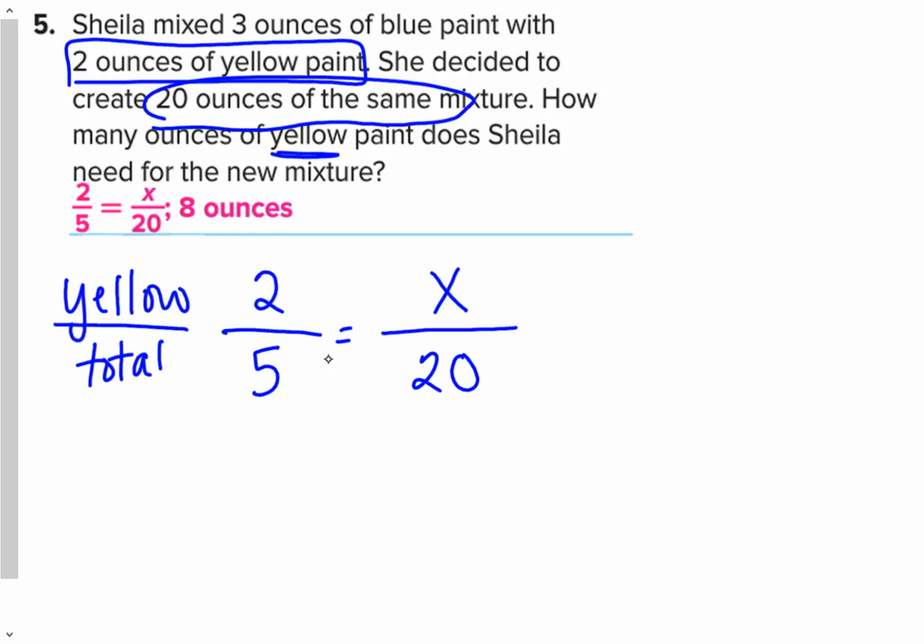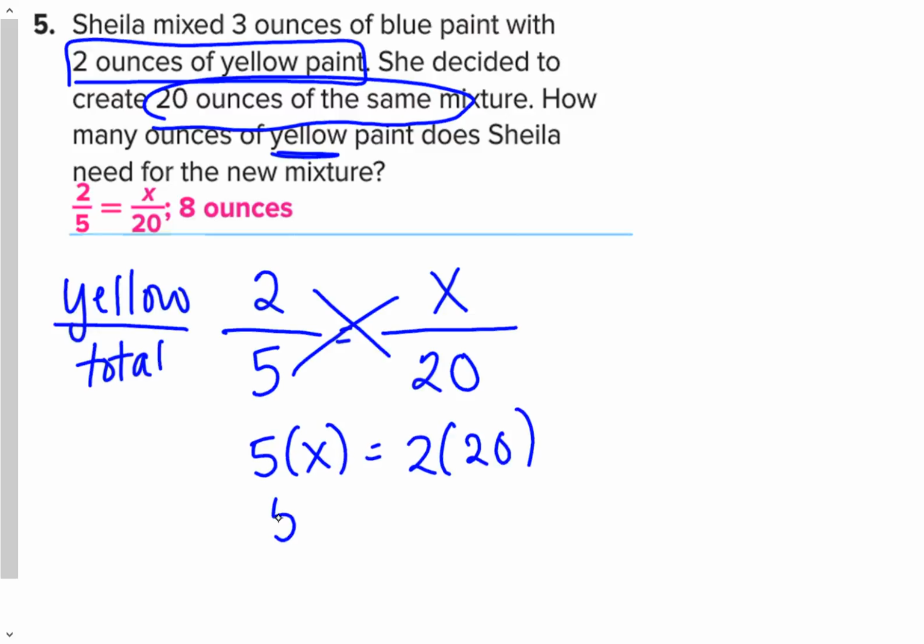So you can go ahead and set up your cross products. 5 times x equals 2 times 20. So on the left, 5 times x equals 5x. 2 times 20 is 40. So to solve this problem, we want to undo our multiplication. So we're going to divide by 5 on both sides because it's an equal sign. 5 divided by 5 is 1, so I can just leave it as x.